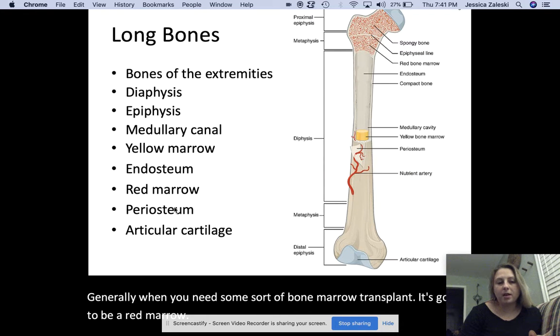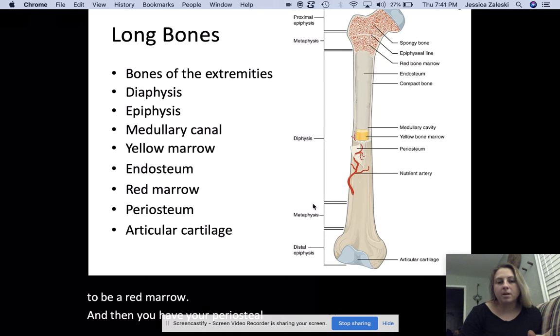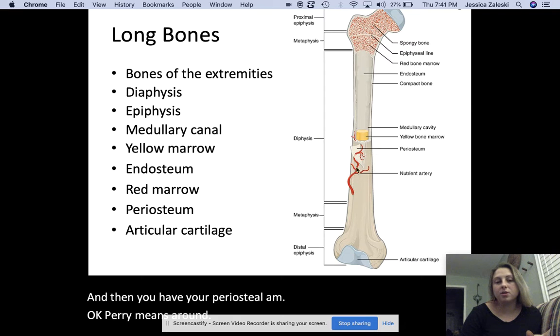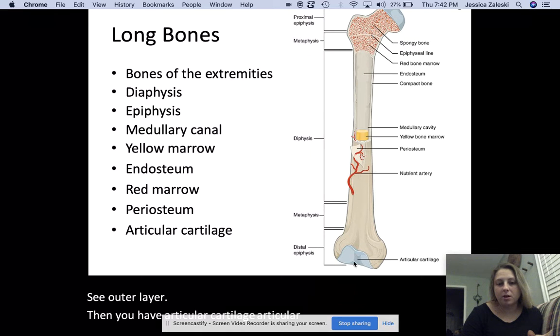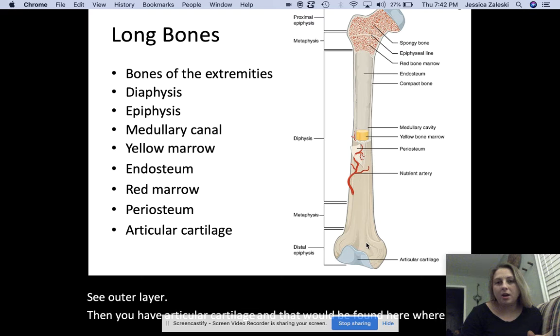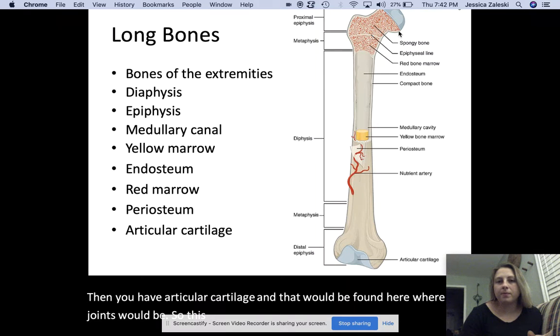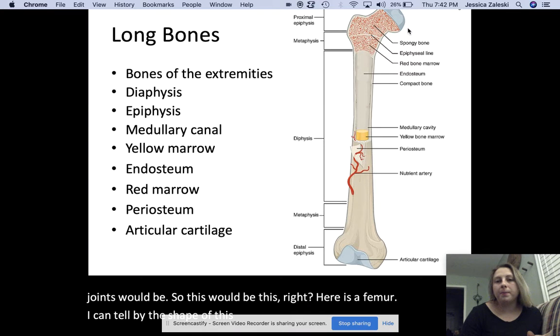Then you have your periosteum. Peri means around. So it's this coating around your bones. It's the outer layer. Then you have articular cartilage, and that would be found here where the joints would be. This right here is a femur. I can tell by the shape of this. This is called a trochanter. But the articular cartilage is what is around the joints.